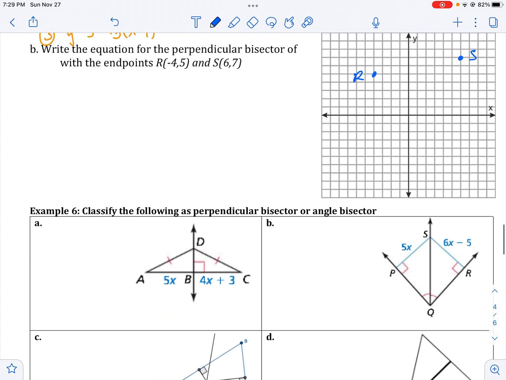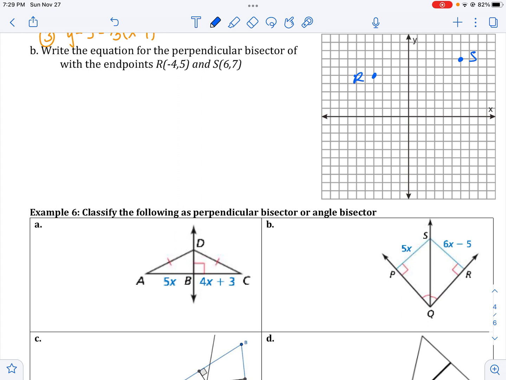So step 1, if I want a bisector, I'm going to do midpoint. So I'm going to do 6 plus -4 and 7 plus 5 over 2. So my midpoint would have to be (1, 6). This is my midpoint.